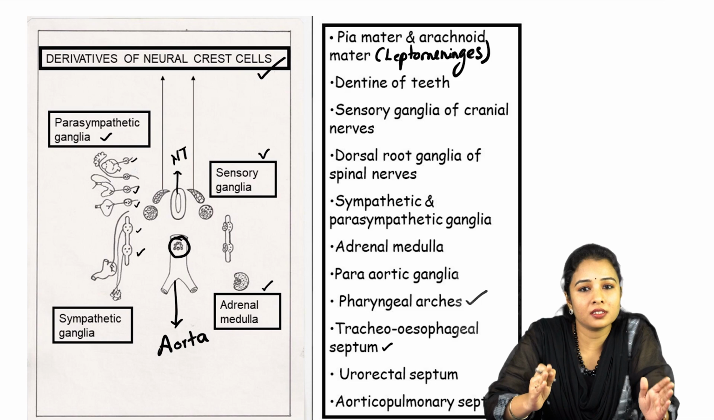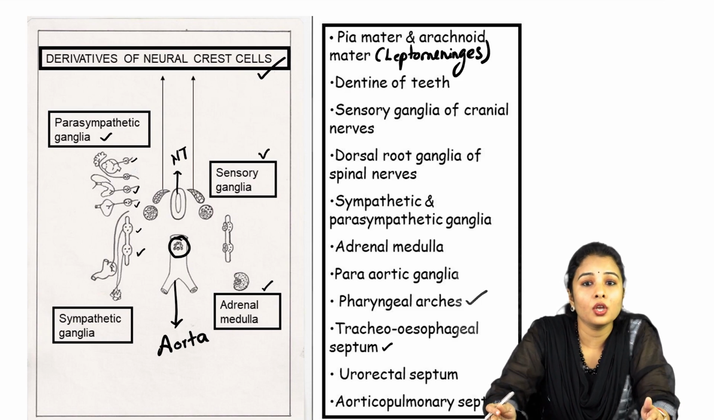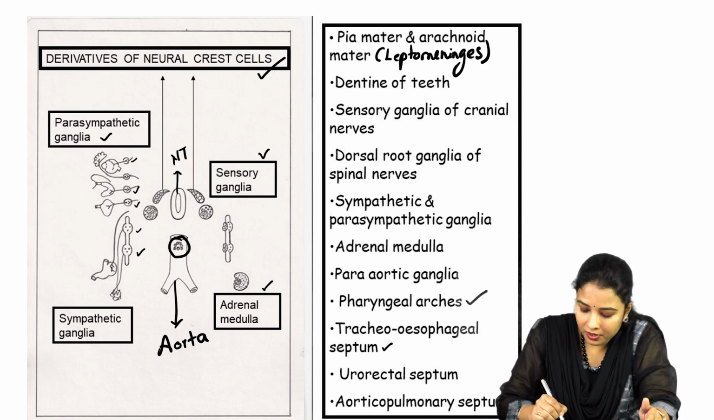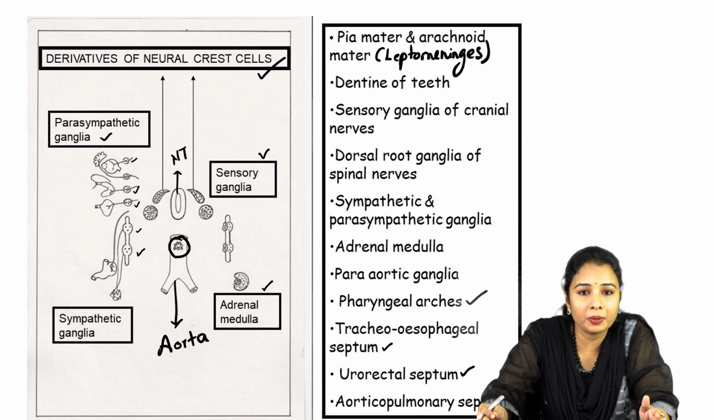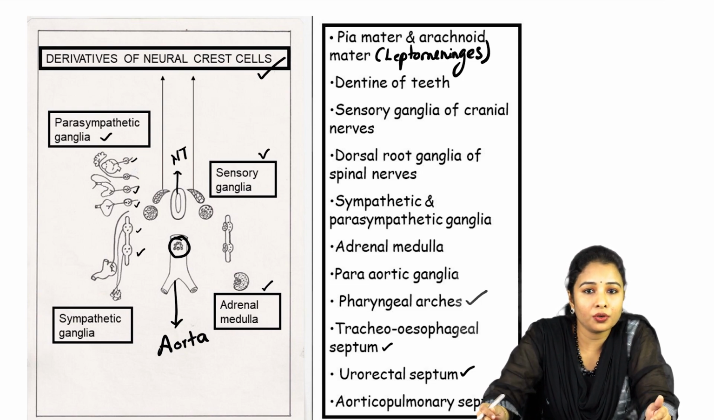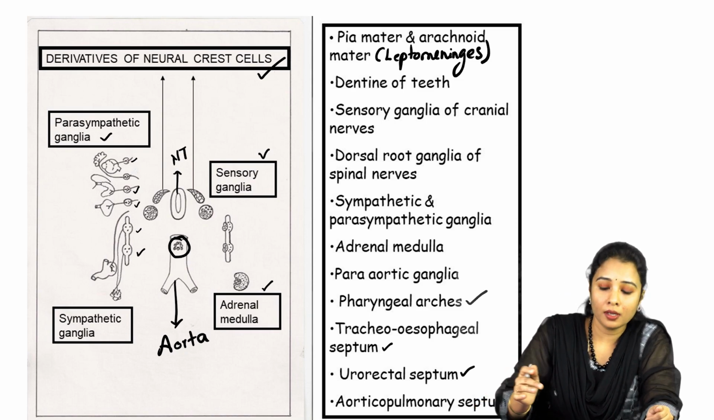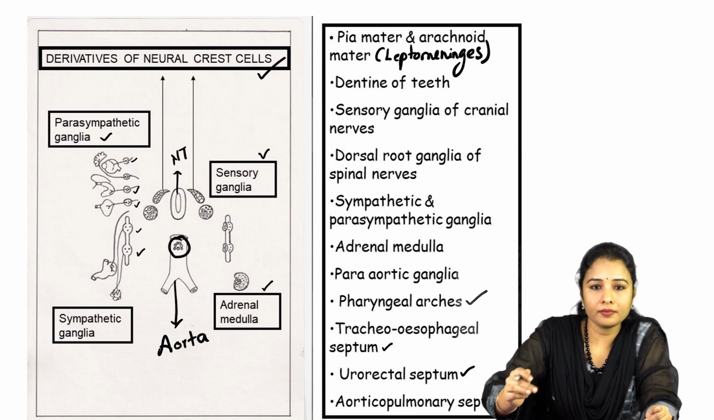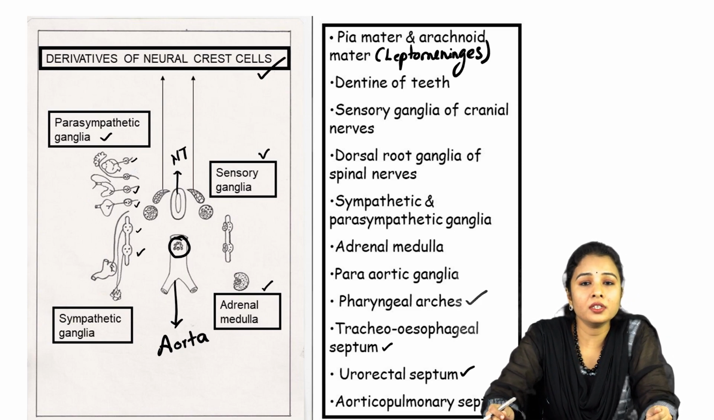Tracheoesophageal septum separates the trachea from the esophagus. Urorectal septum, which separates the urinary sinus from the primitive rectum, that is called urorectal septum. Aorticopulmonary septum, which separates the aorta from the pulmonary trunk. And most of the connective tissue of the head and neck are derived from the neural crest.